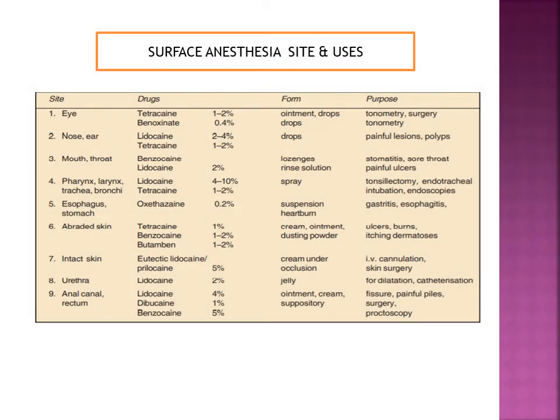Here one chart is there based on duration of action. Local anesthetics can be divided into 4. Ultra short, example is Procaine. Short, example is Lidocaine. Medium, example is Mepivacaine. And long, example is Bupivacaine. This chart is very important for MCQ questions.